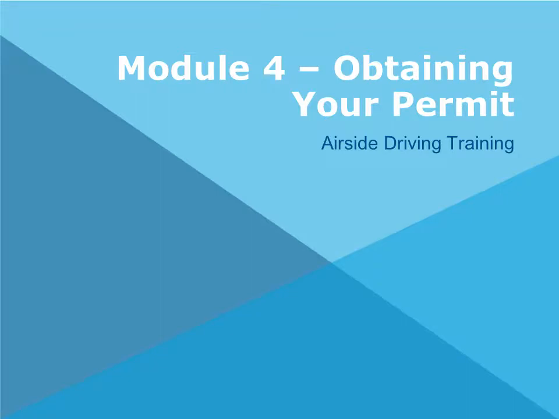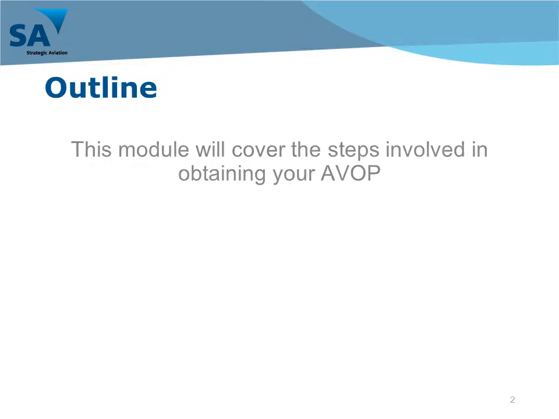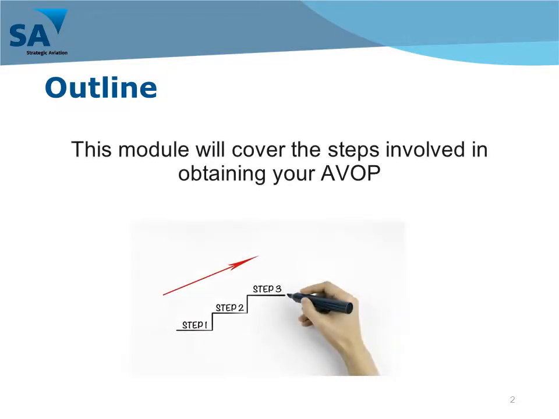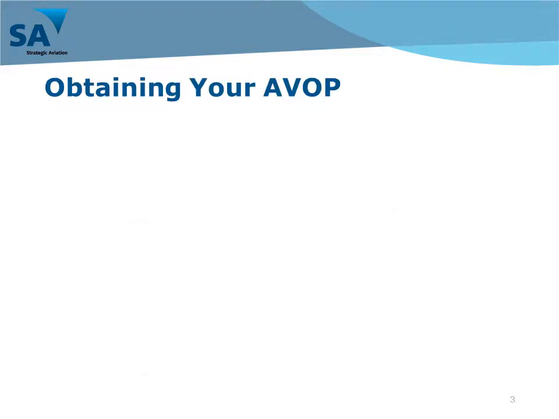Module 4, Obtaining Your Permit. This module will cover the steps involved in obtaining your Airside Vehicle Operator Permit, or AVOP. Obtaining your AVOP is a 5-step process.